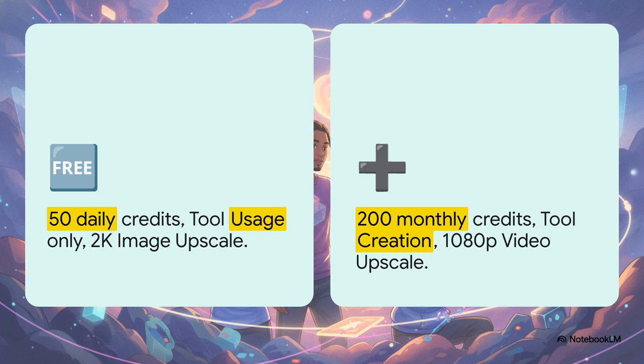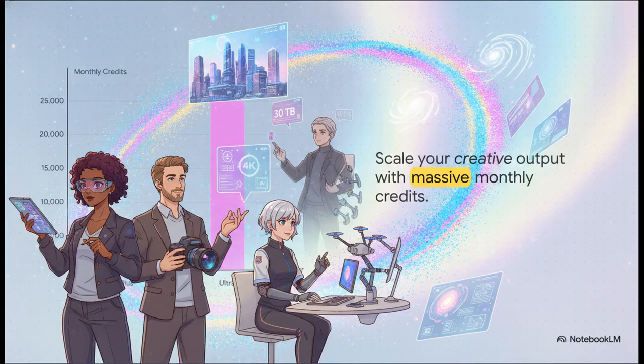The Plus plan is just $4.99 a month. Yes, you do jump from 50 daily credits to 200 monthly credits, and you get 1080p video upscaling. But take a look at that middle point on the slide. The free tier allows tool usage only. Upgrading to the Plus tier unlocks tool creation. If you actually want to build and share those custom workspace tools we were raving about earlier, this is the vital unlock you need. Let's move on and see how this builds for heavy professionals who need massive scale.